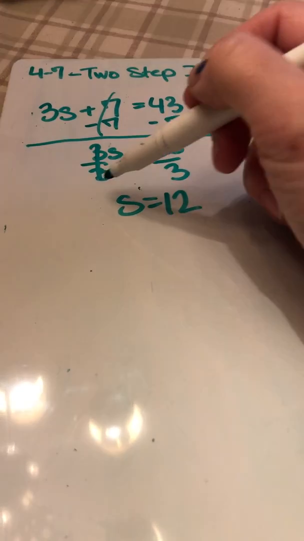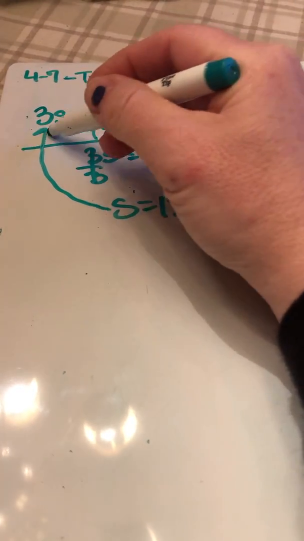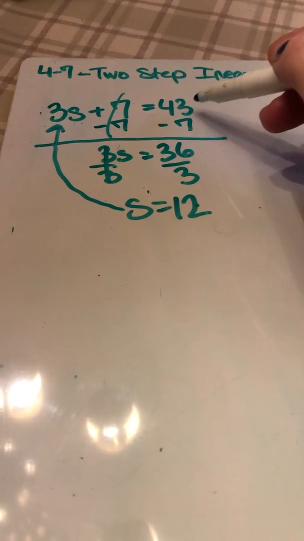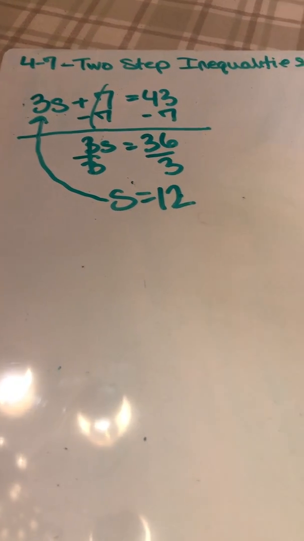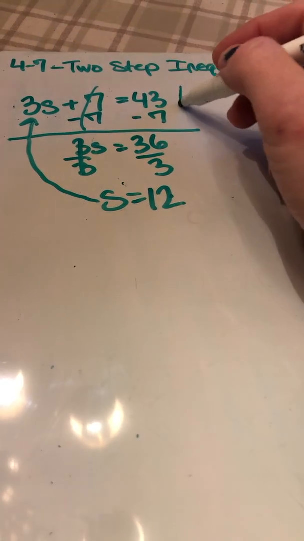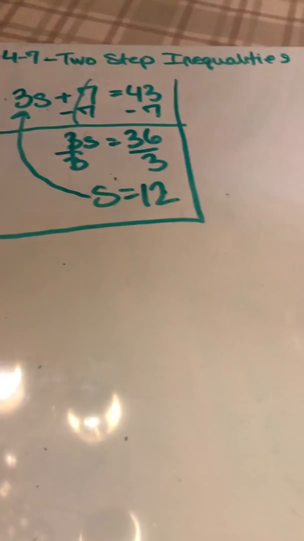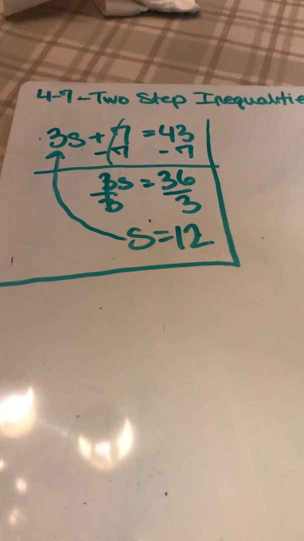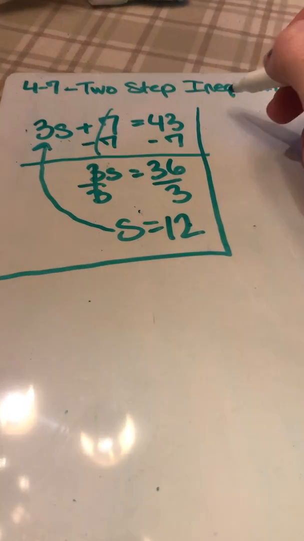And it always works if you plug this number in, this should work exactly. So 3 times 12 is 36, plus 7 is 43. So the beauty of the two-step equations is you always can check your work. What we're going to be focusing on today is instead of it being an equal sign, we're going to be dealing with an inequality. So it would be along the lines of the same type of equation.